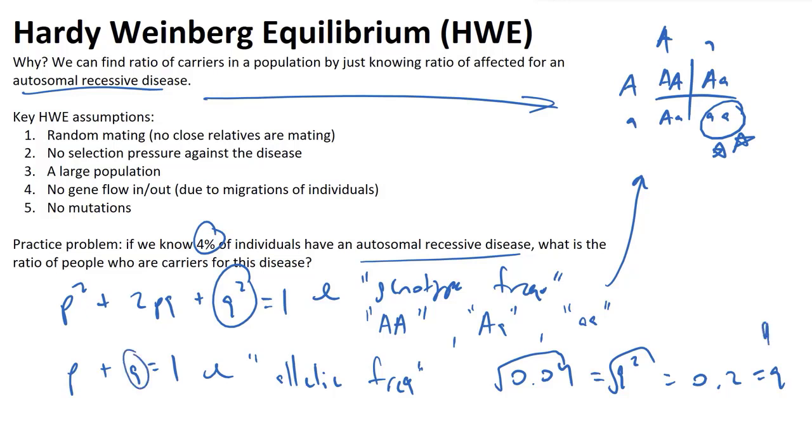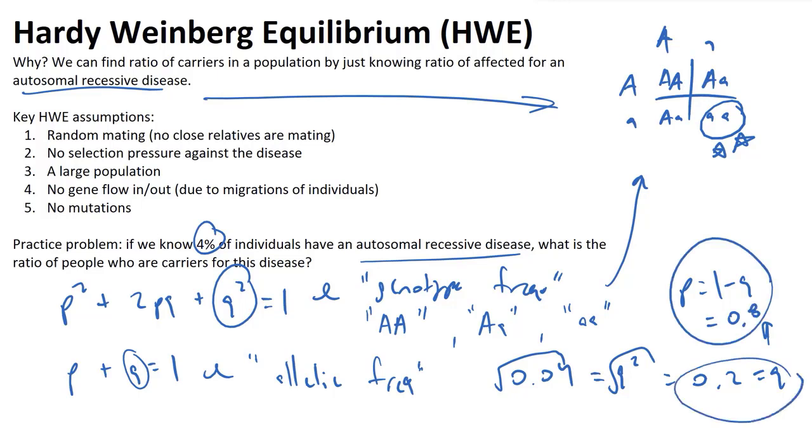With this, we can very simply say that p must be equal to 1 minus q, which is equal to 1 minus 0.2, which is equal to 0.8. So this tells us that our dominant allele frequency is 0.8, our recessive allele frequency is 0.2, and now we can ask the question, what percentage of people in our population are carriers for this disease? The carriers for disease are going to be these heterozygous individuals, the people who have big A, little a.